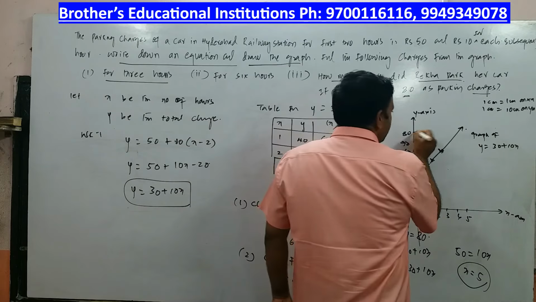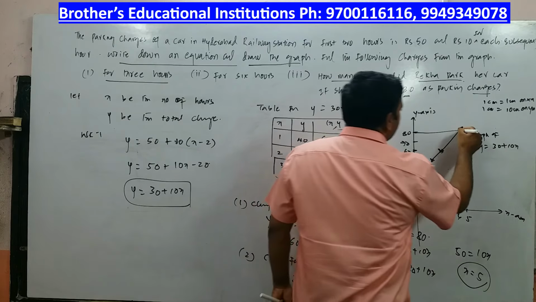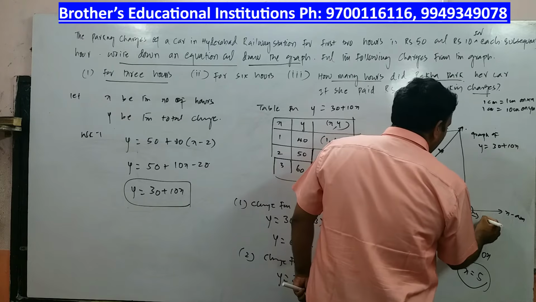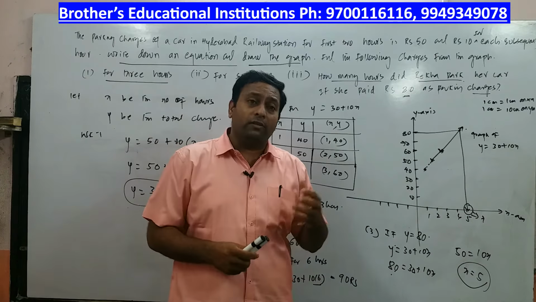Else what you do is from the graph you draw a straight line parallel to x-axis. Where it meets, from there you drop a line parallel to y-axis. Here, this is the value of x. So, the third bit says Rekha has parked her car for 5 hours.